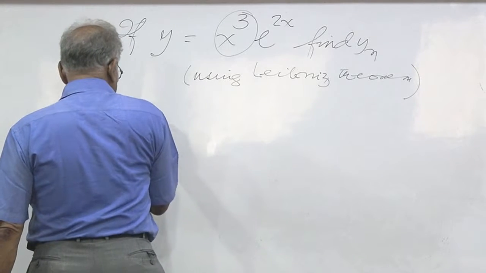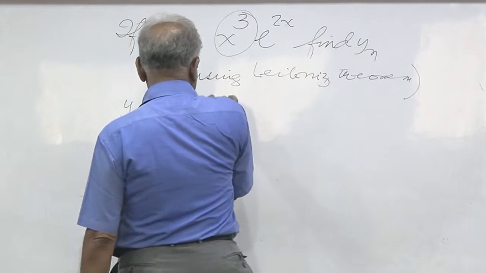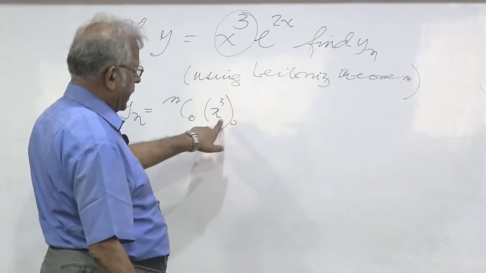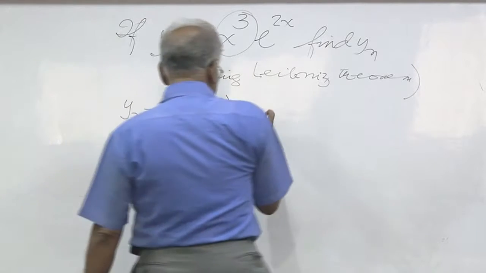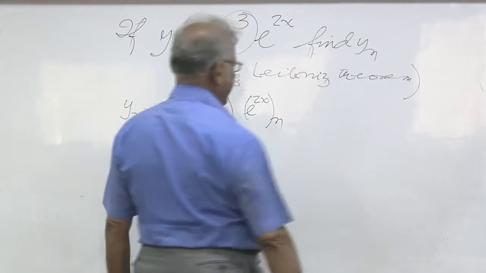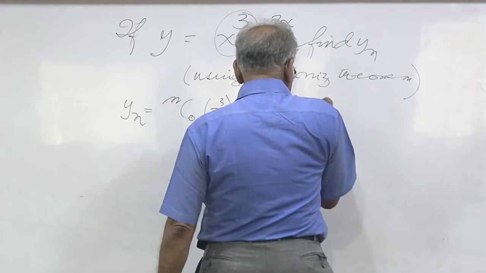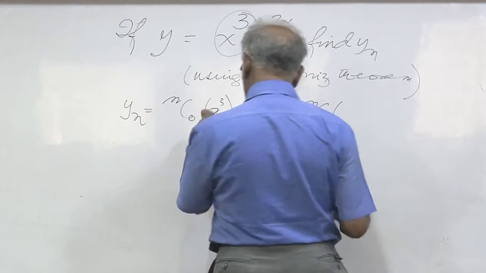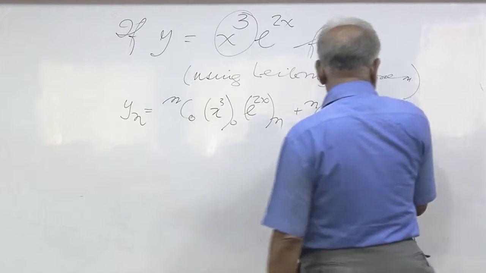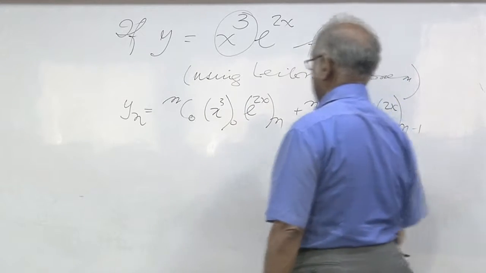y_n is nC0 x cubed, that means x cubed undifferentiated, and e to the power of 2x differentiated n times. So that is the first term. Second term is nC1 x cubed differentiated once and e to the power of 2x differentiated n minus 1 times.